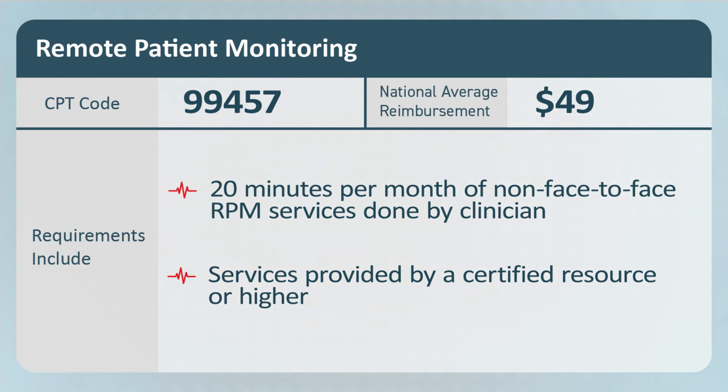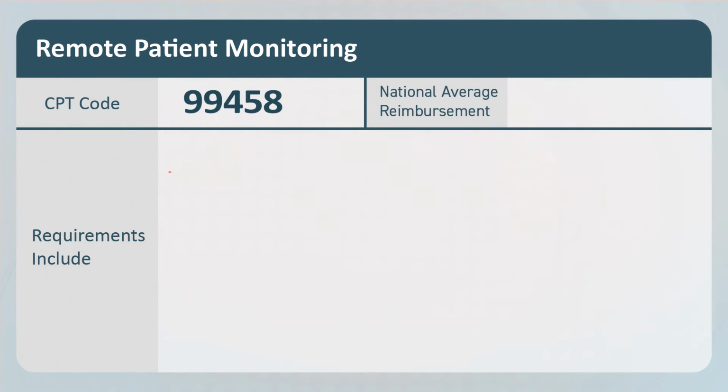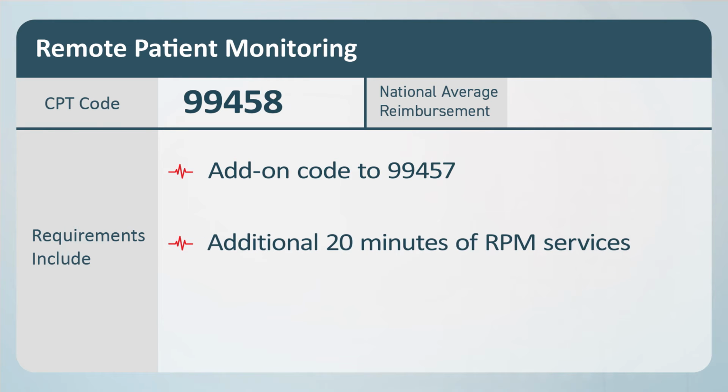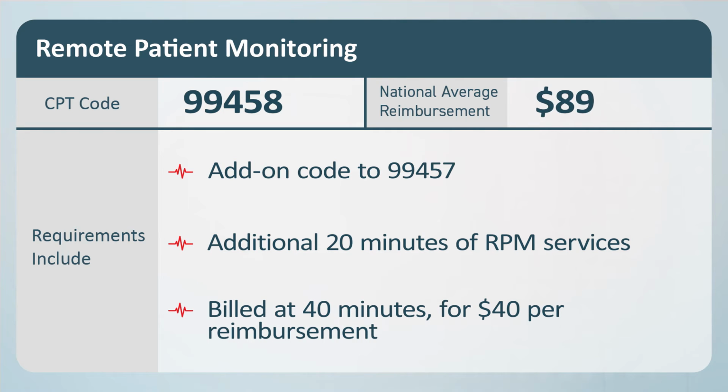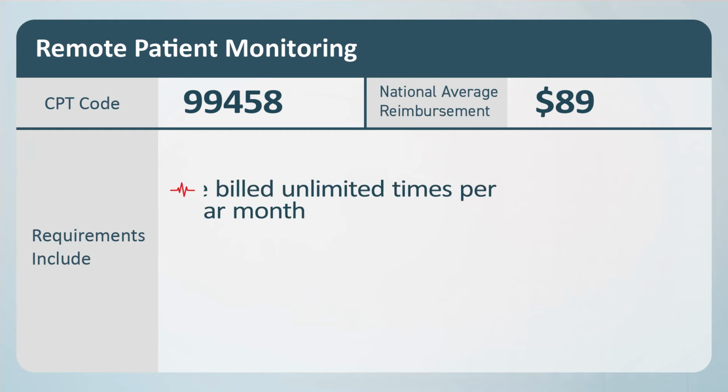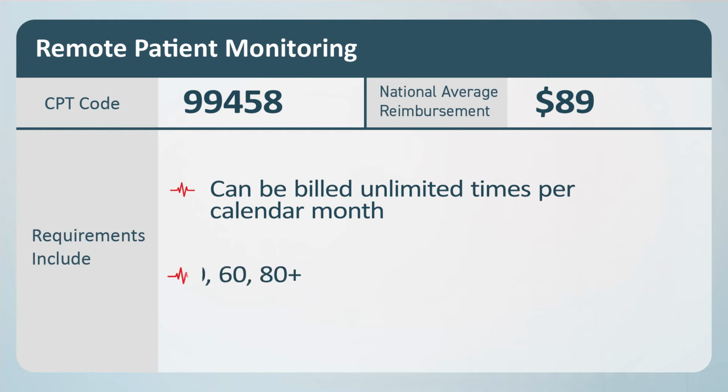There is also an add-on code, 99458, which can be billed concurrently with 99457 and is for an additional 20 minutes of RPM services. It is billed at 40 minutes and pays about $40 per reimbursement for a total of $89. 99458 can be billed a limited amount of times per calendar month, so at 40, 60, and 80 plus minutes.